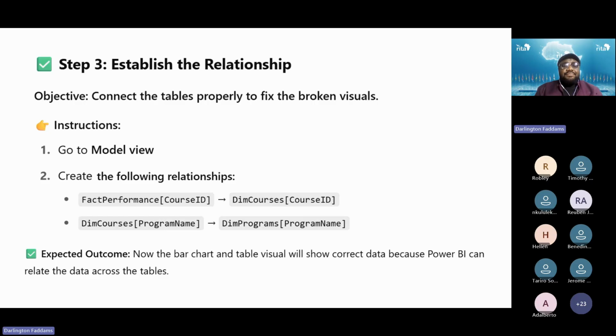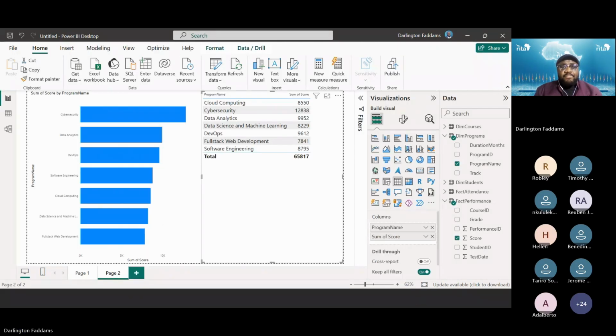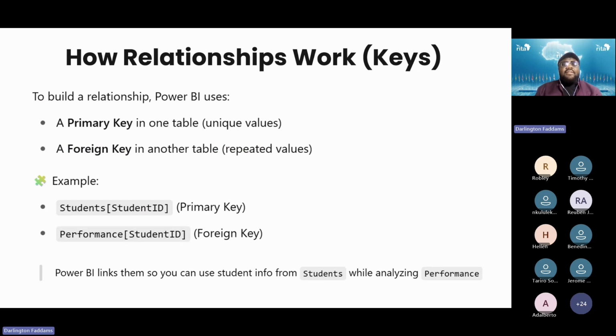All right. So the outcome, now the bar chart and the table visual will show correct data because Power BI can relate the data across the tables. Beautiful. So this is what we have exactly, and it is working. This is from my slides. How relationship works: to build a relationship, Power BI uses a primary key in one table, which has unique values, and a foreign key in another table, which has repeated values. So let me use the opportunity to talk about primary keys and foreign keys.